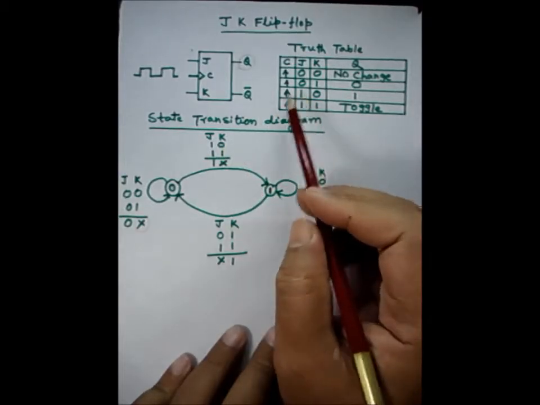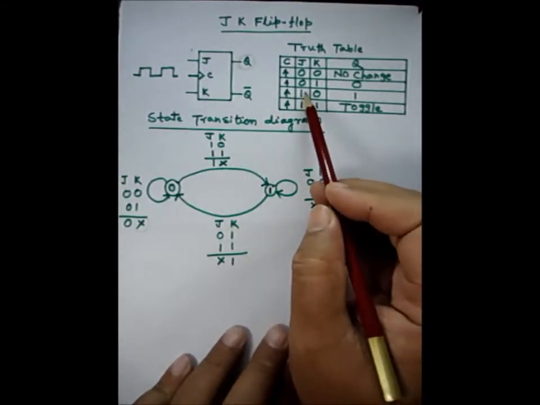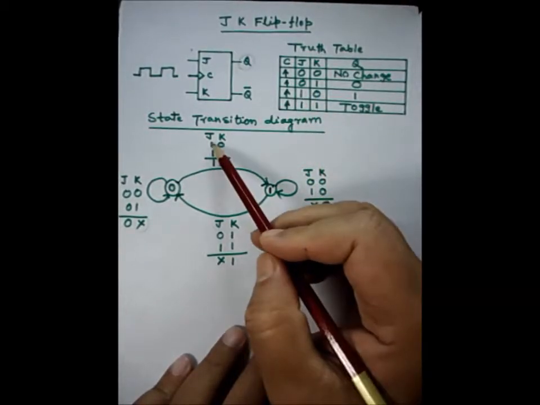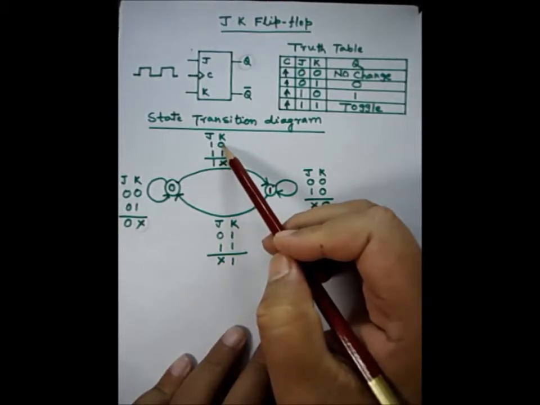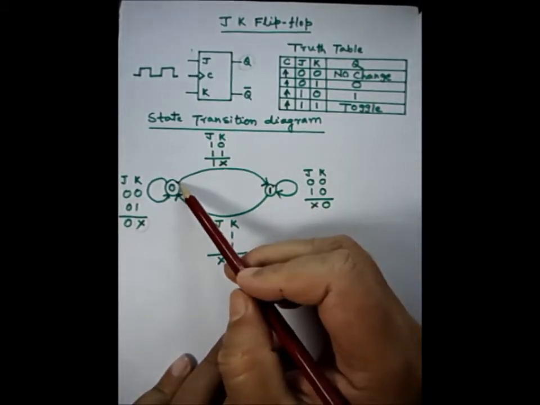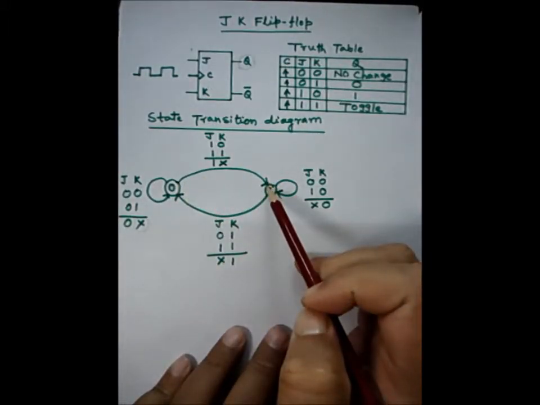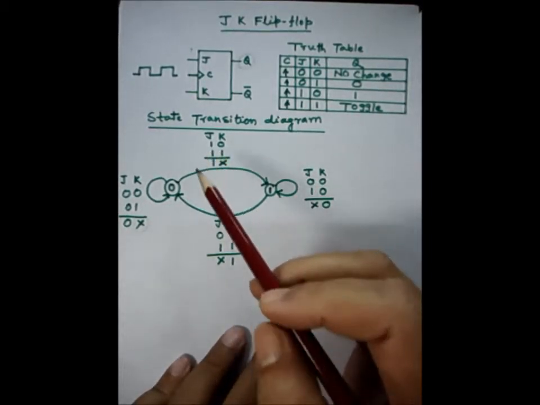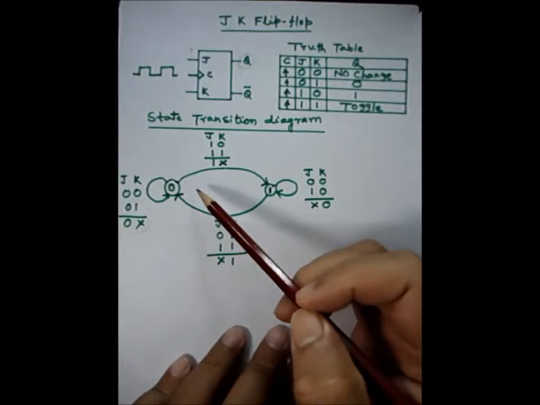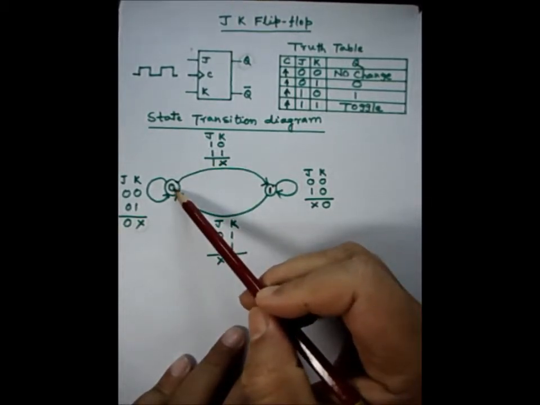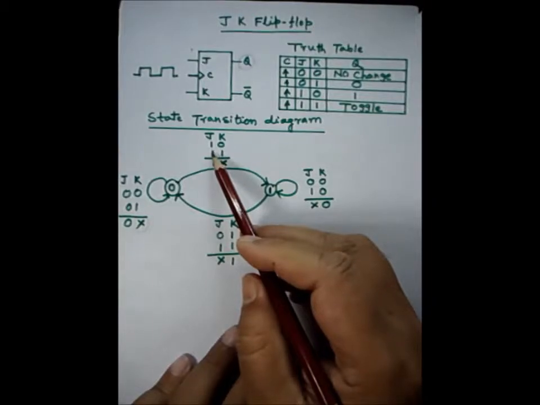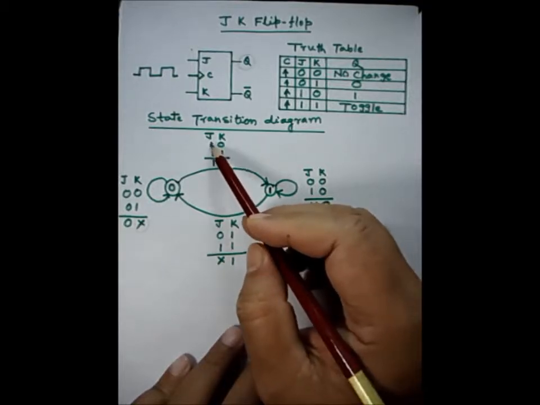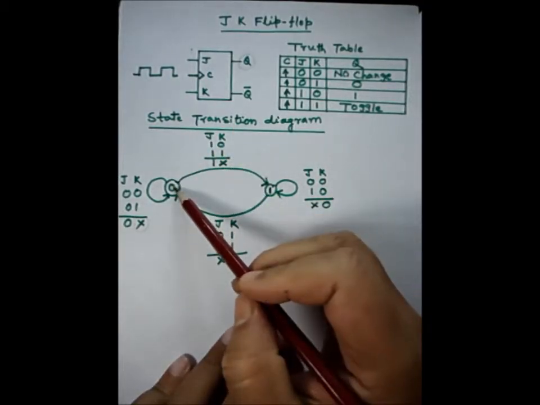Therefore, with the arrival of the clock pulse, when j equal to 1 and k equal to 0, again I repeat, j equal to 1, k equal to 0, and the arrival of the clock pulse, the state will change from 0 to 1. Another case is the toggle, because with every clock pulse, the state will change. Therefore, previously it was 0, then it will become 1 if j equal to 1, k equal to 1. These are the two conditions of j and k where the state may change from 0 to 1.